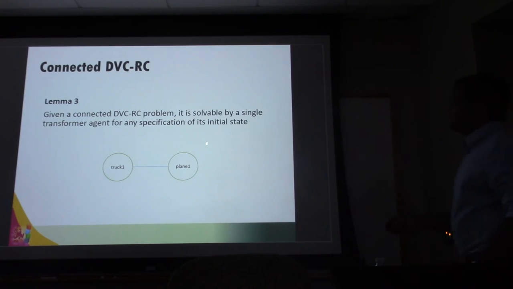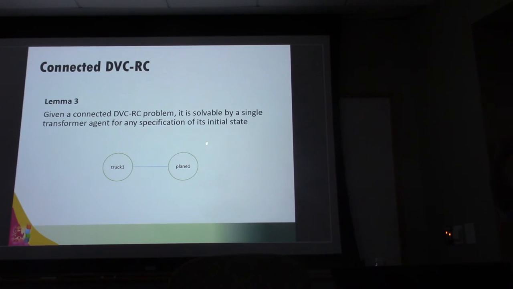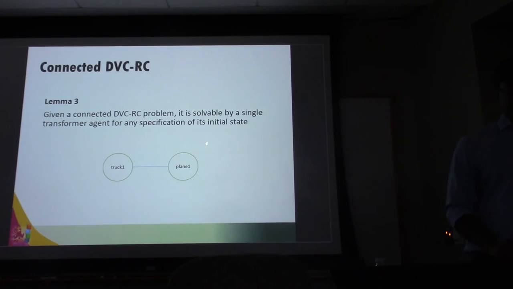So let's assume this is our connectivity graph for a logistic domain. We have one truck and one plane, and the truck meets the plane in the airport. That's the point where their state spaces intersect. Now we can think about a flying truck which starts from its initial location, goes to the airport, and then flies to the second city and drops a package there. So now we have a transformer agent plan that can solve this original problem.